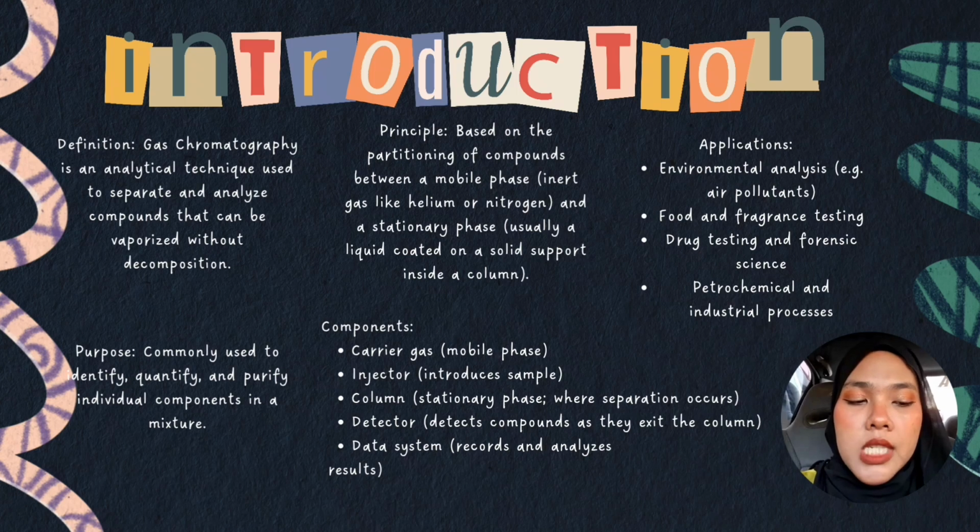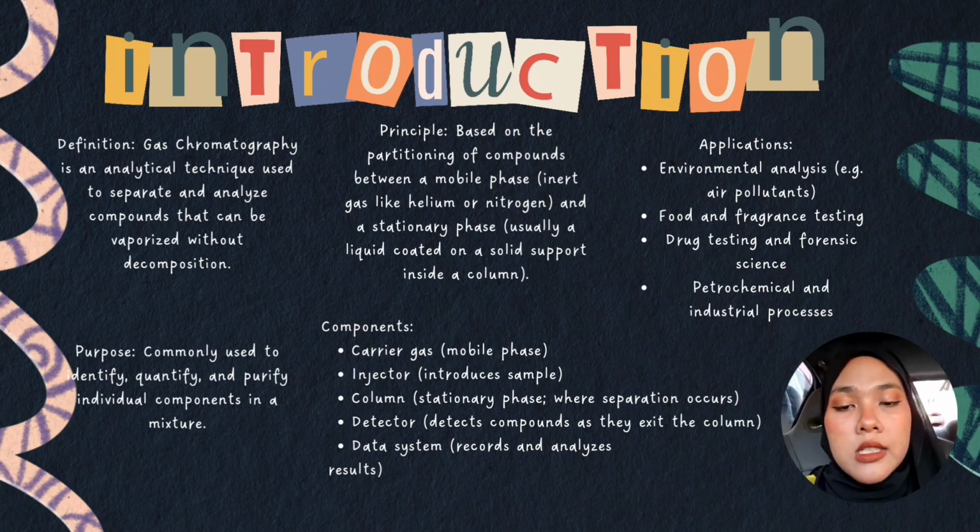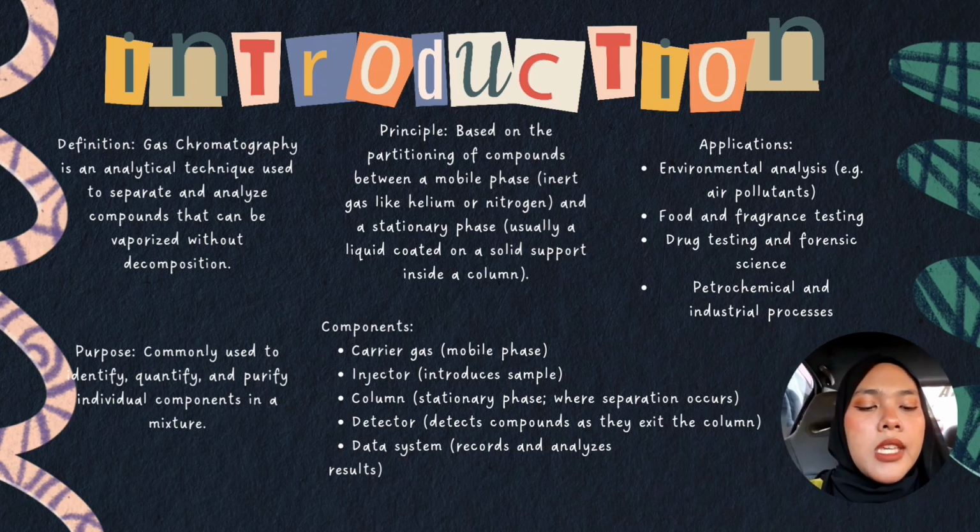As for the setup, GC consists of several key components. The carrier gas, which transports the sample, an injector to introduce the sample into the system, a column where the separation of components happens, a detector which senses and records the presence of each compound, and a data system which helps us analyze the result. Finally, the advantages of GC include high sensitivity, excellent resolution, and rapid analysis time, making it one of the most powerful tools in modern analytics.